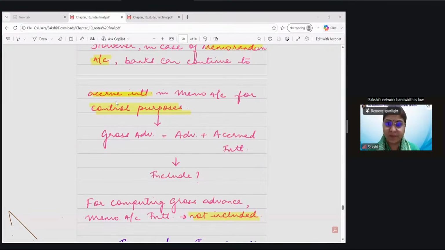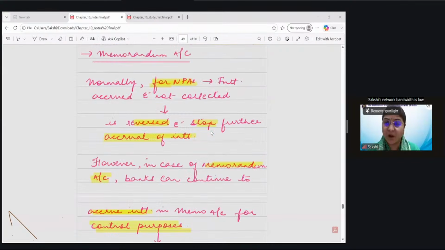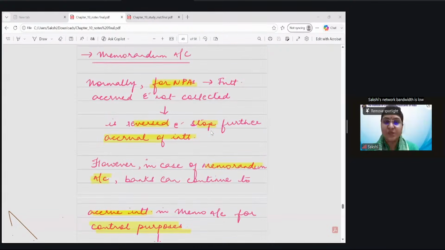All right. So we were discussing that since this memorandum account is a fictitious account created by the bank, for computing the gross advance, we will not include the interest accrued in this memorandum account. Okay? Is it clear? Please show me a thumbs up and write to me in the chat box if you have understood the concept of memorandum account.